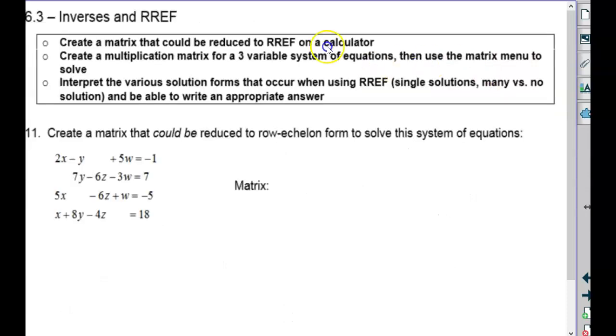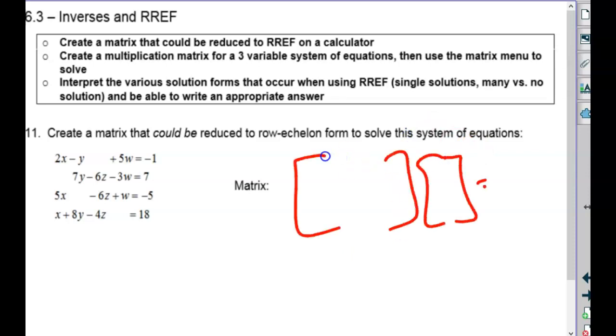Next section. Create a matrix that could be reduced to row echelon form to solve this system of equations. Do not reduce it. Okay, I want to know that you could write this as a matrix. That's it. Now, as a matrix, does that mean you do the little X, Y, Z, W as a separate matrix? It's not this kind, right? No. It's all one big matrix.